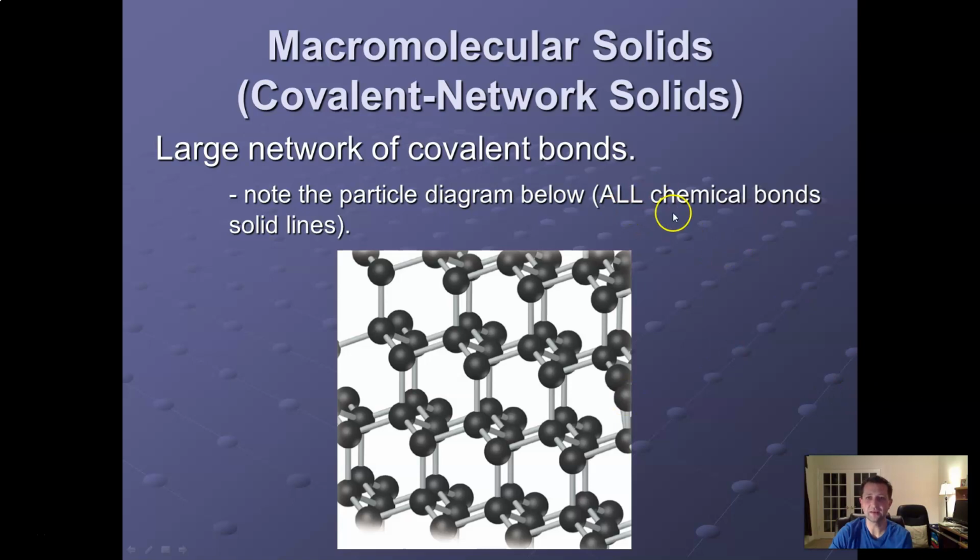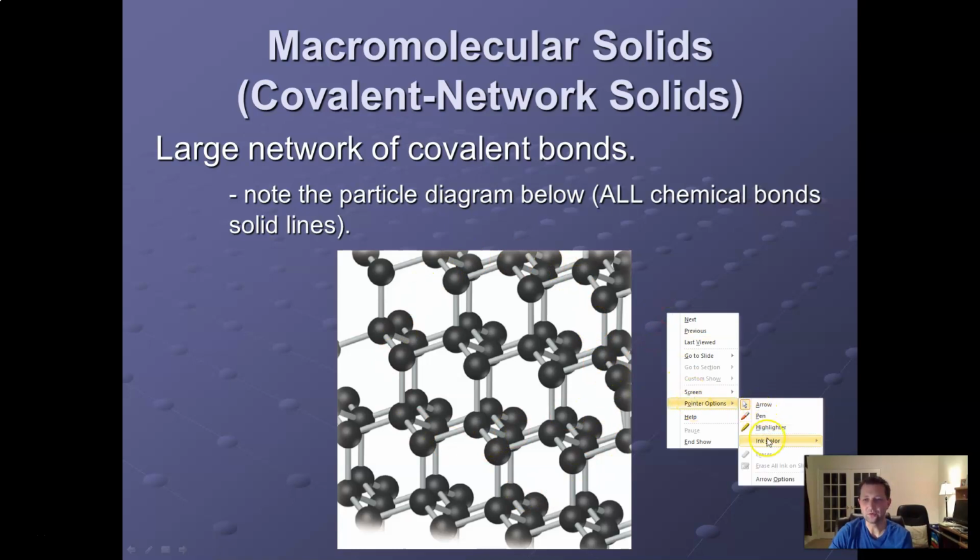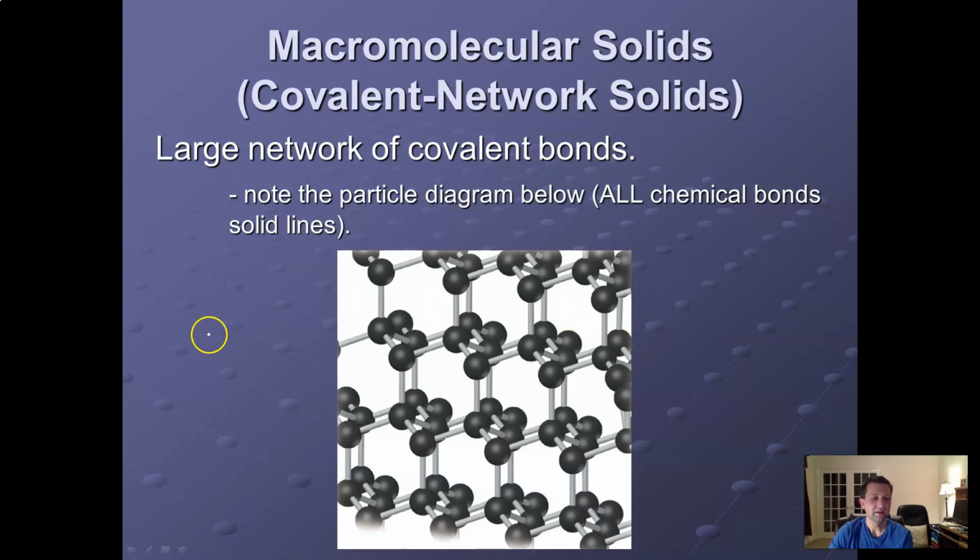Note that all chemical bonds are solid lines. You have all solid lines here. So normally what we have is, say, a water molecule. That water molecule has two chemical bonds, and it's attracted to another water molecule through this intermolecular force of attraction. So this is our hydrogen bond right there. Remember, a hydrogen bond isn't an actual bond; it's a force of attraction. And we talked about that earlier.